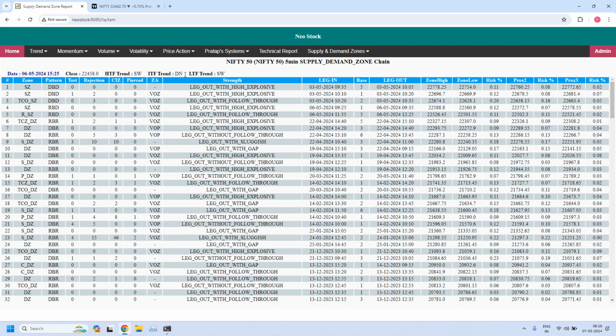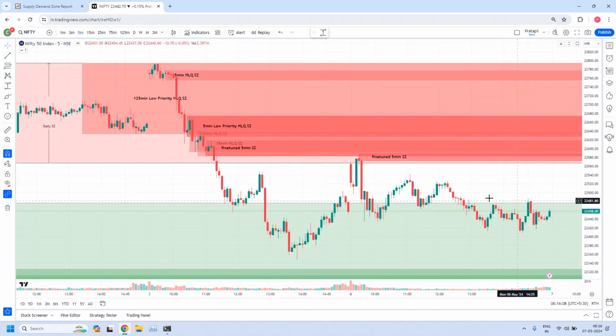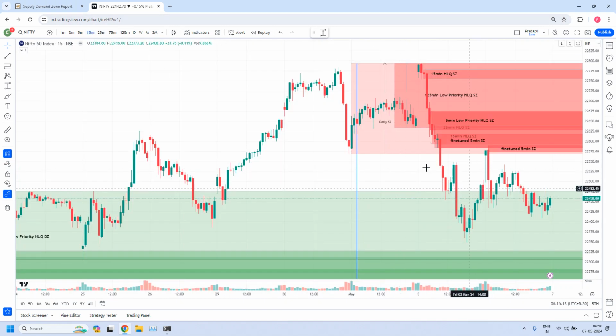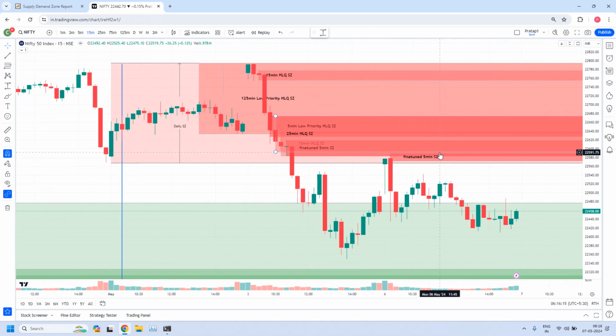That means until one of the 15 minute zones is violated, the trend won't change. What is the immediately available 15 minute supply zone here? Let's go to the 15 minutes time frame. So here we have a 15 minute zone.